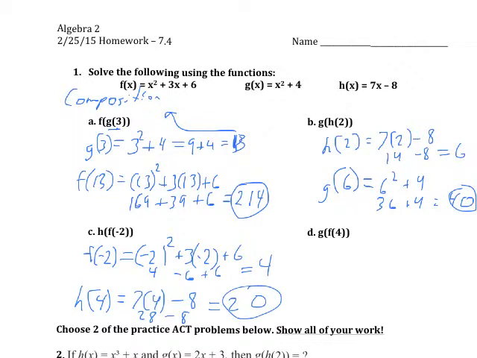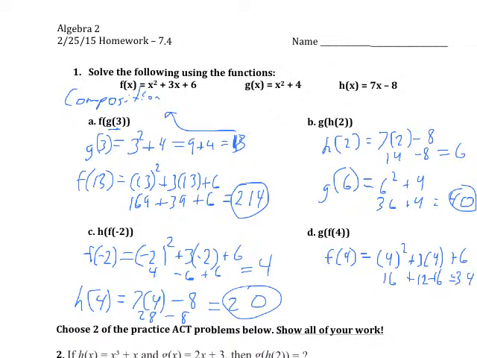Letter D, g of f of 4. We're going to start with f of 4. Get that answer and put it in the g function. So f of 4 is 4 squared plus 3 times 4 plus 6. And that would be 16 plus 12 plus 6. That's 28 plus 6. That's 34.